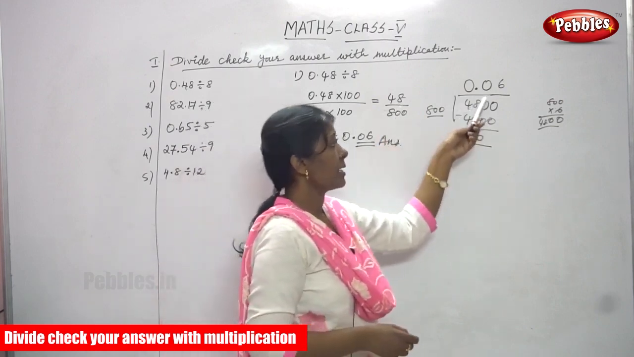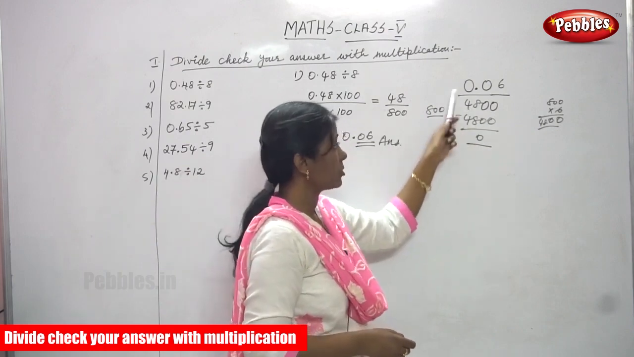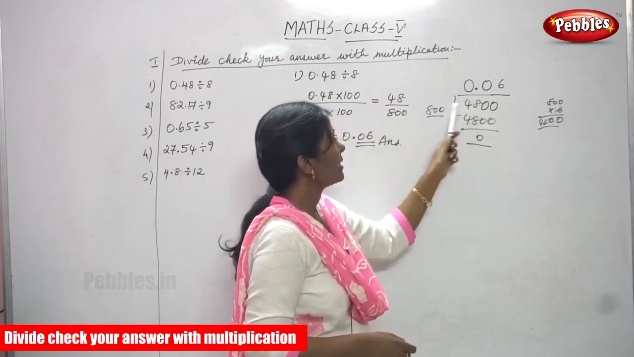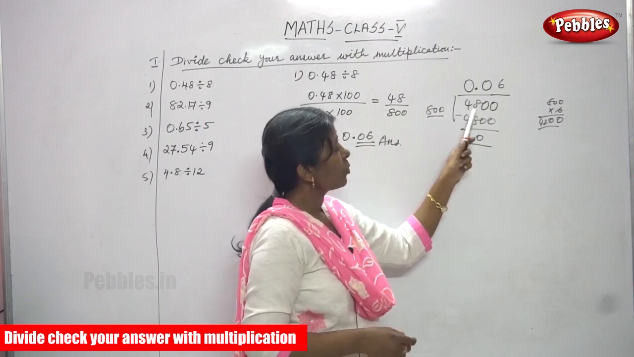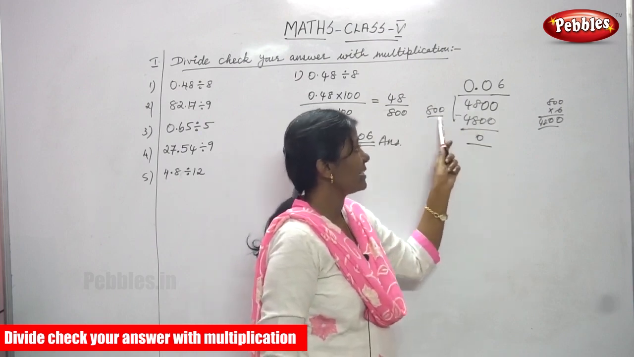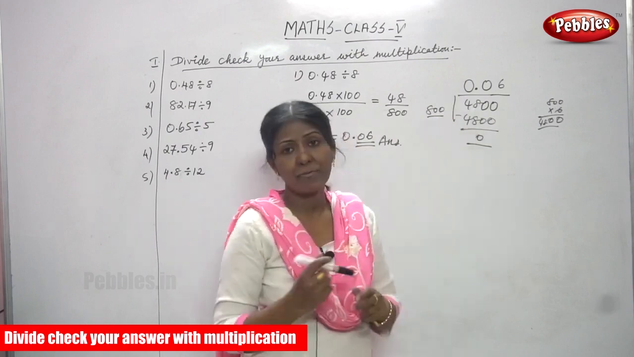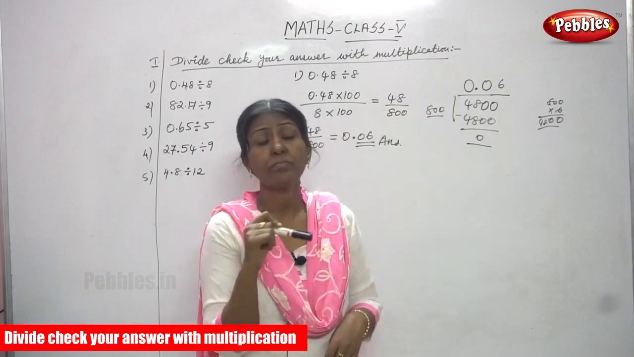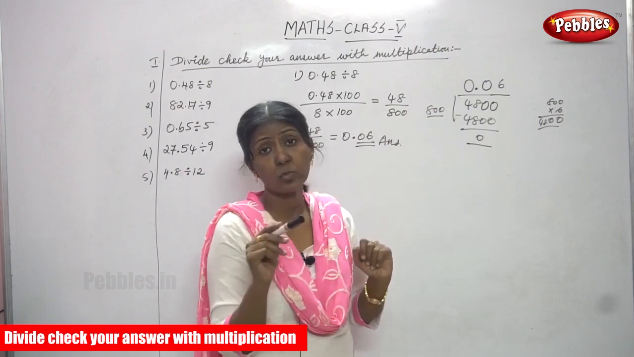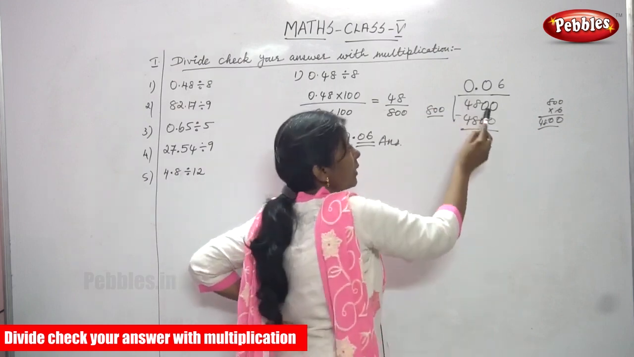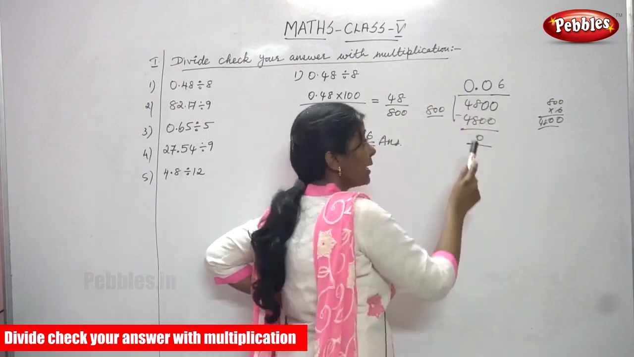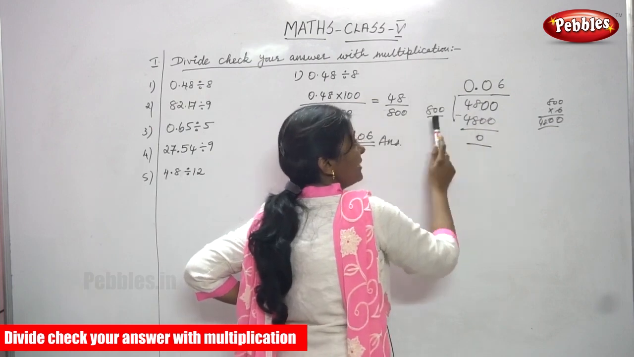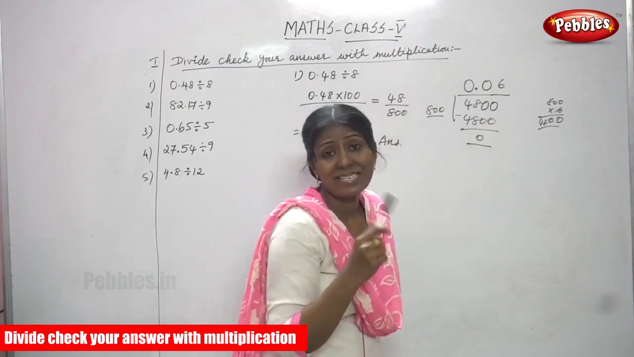I've just shown the division. 48 is divided by 800. 48 is lesser than 800. First you have to start the division. You write 0 at the top. After that you must put a point. If you put a point, you can add one 0 in the dividend. You have to compare 480 and 800. 480 is less than 800.